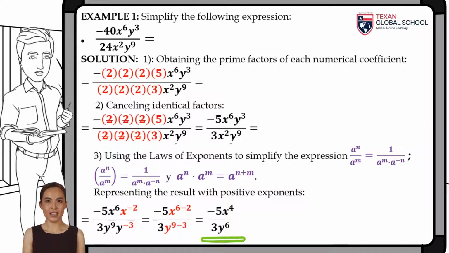So, in the case of the x, we will raise the x squared as x to the negative 2 and subtract the exponents. In the case of y, we will move to the denominator the y cubed and subtract the exponents. In this way, the simplified result is negative 5 times x to the 4th over 3y to the 6th.